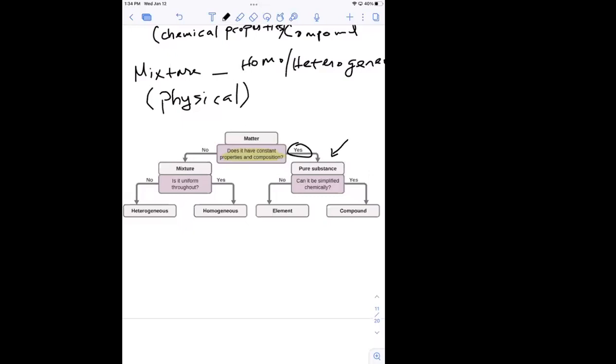And then if the pure substance can be broken down into other substances or other compounds, how do I put this? If the components can be taken apart chemically, then we call it a compound. So when it says simplified chemically, that means that I'm taking whatever the components of that substance are, and I can break them down. I can make something new from it, right? So if the answer to that is yes, it's a compound. If the answer is no, then it's an element.